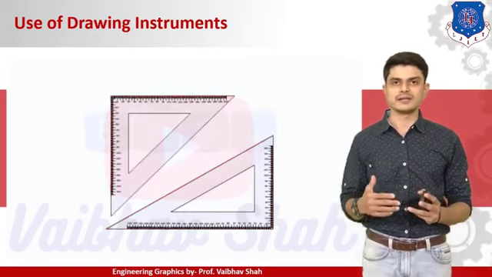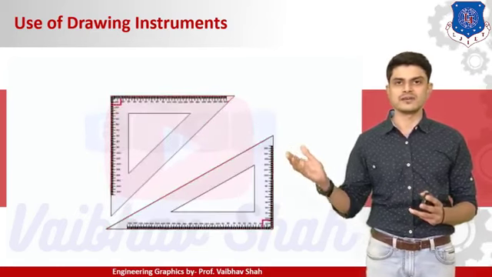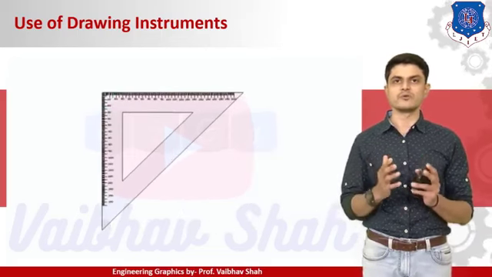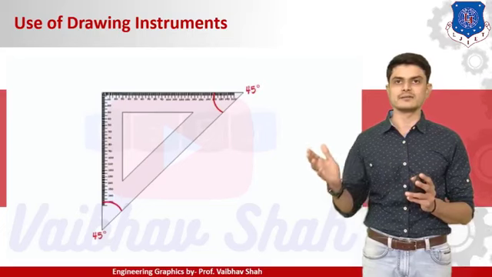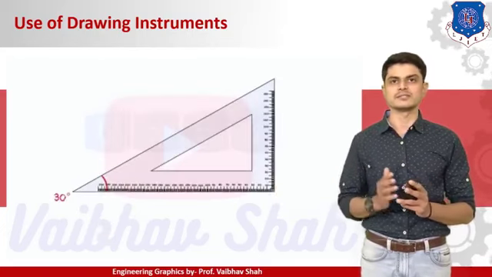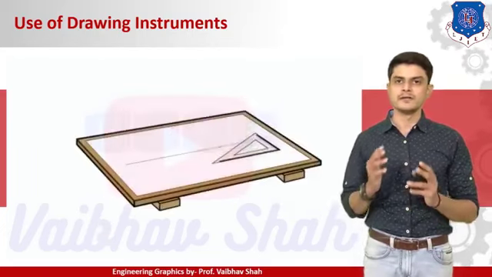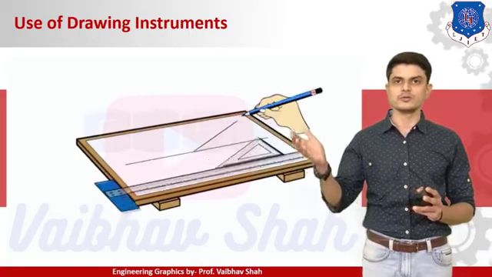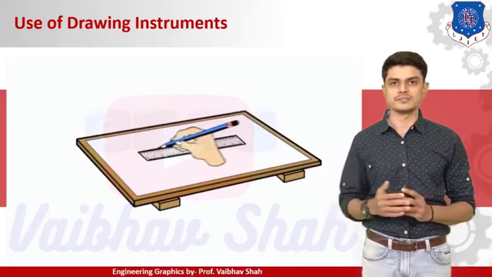Then after, let us use this 30 degree, 60 degree set square and this 45 degree set square on the left. You can draw 45 degree, 45 with that, and 30 degree, 60 degree with your 30 degree, 60 degree set square. This is 30 degree, 60 degree set square. So now let us see how to draw with the help of set square. You need to place the set square onto your T-square and you can draw this thing.